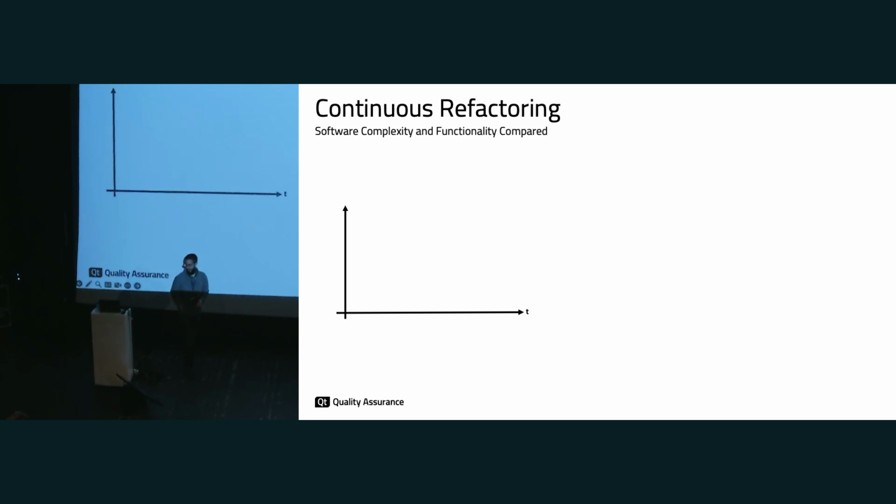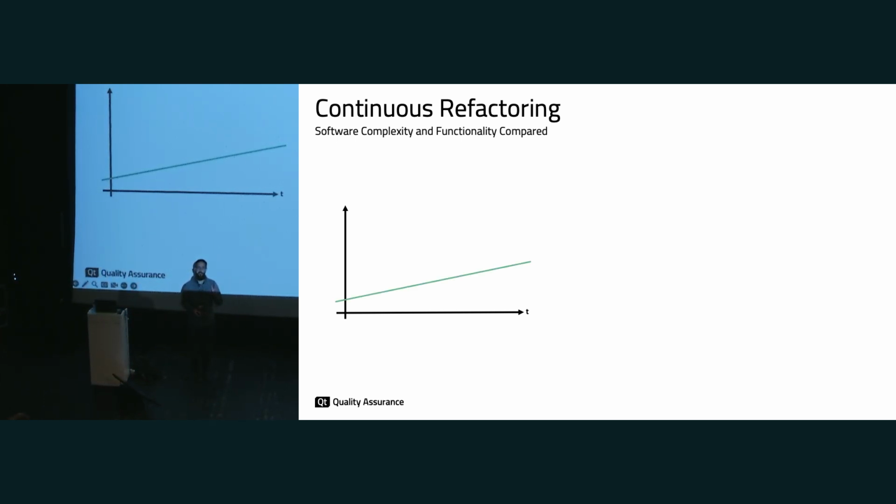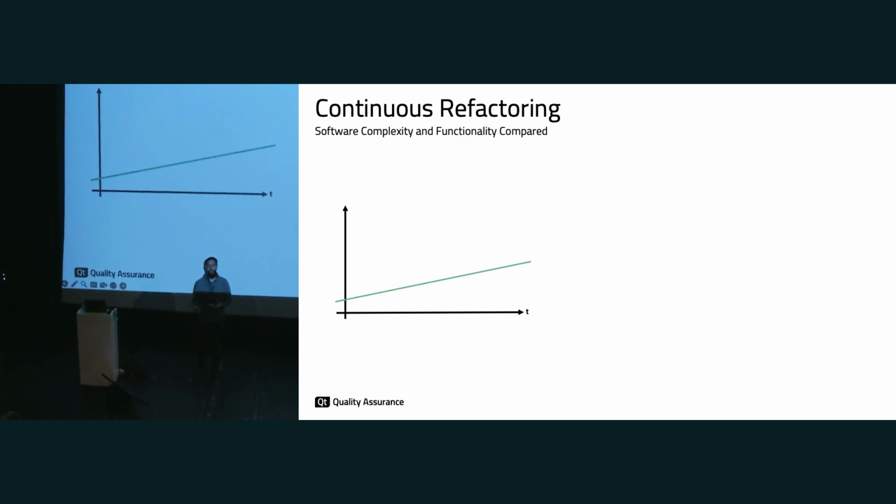Let's do a little charting exercise here. The functionality of a software grows roughly like that. That's what we as developers are paid to do, right? We increase functionality of software over time. That's the greenish line because that's what we want to do, that's what we want to achieve.